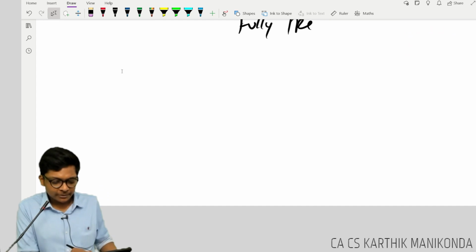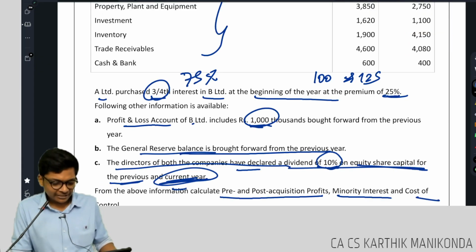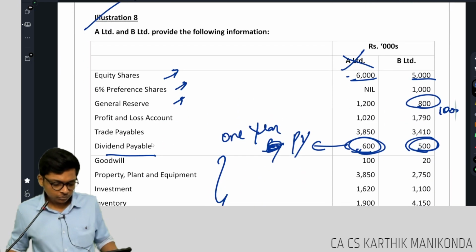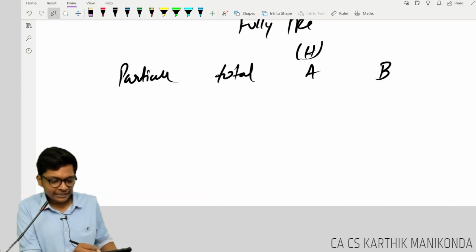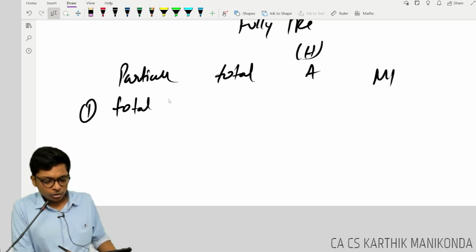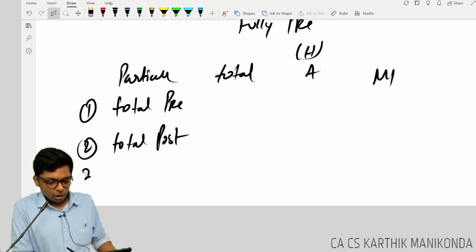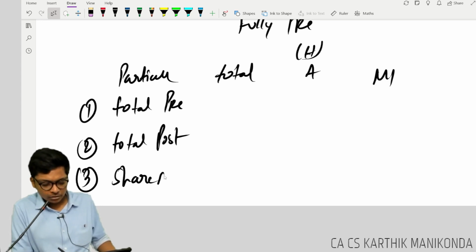Now let's prepare our magic table. If this table is done, the sum is over. So, particulars, total, A is holding, B is subsidiary. That's what is given. So I will write A is holding, and I need minority interest. Correct. First, total pre, total post. Also I will write share capital. Correct. Because my table needs everything.